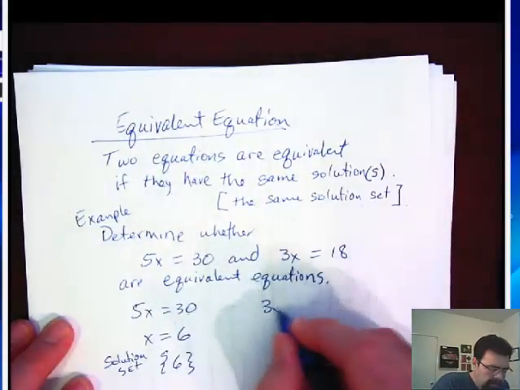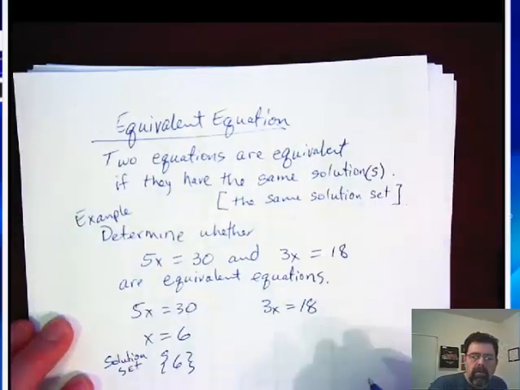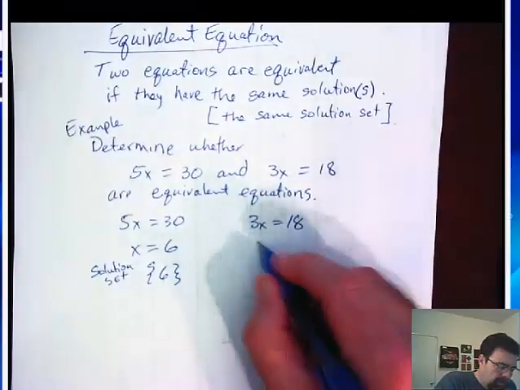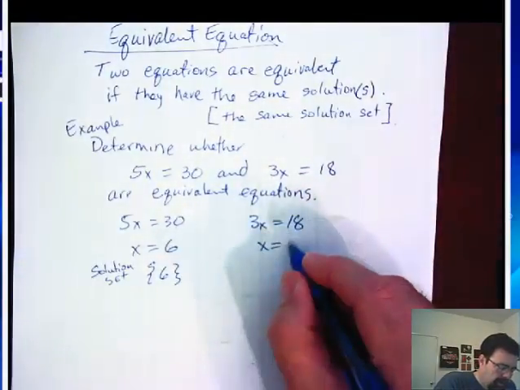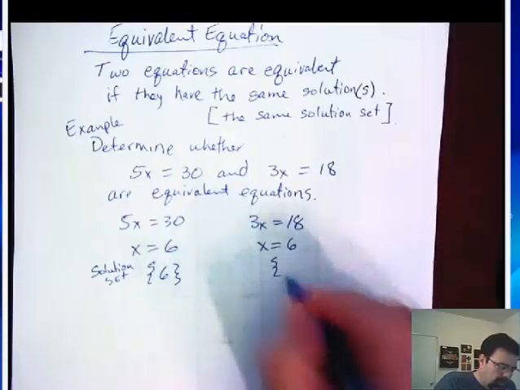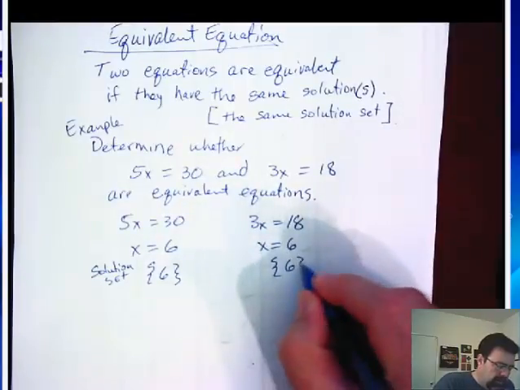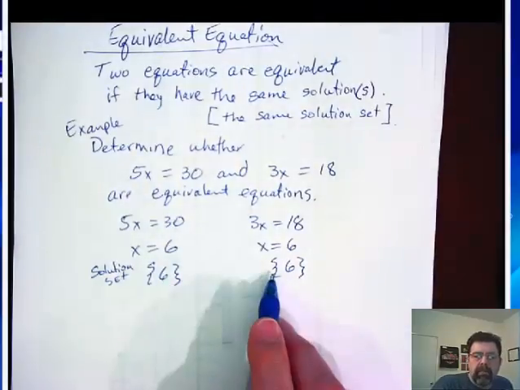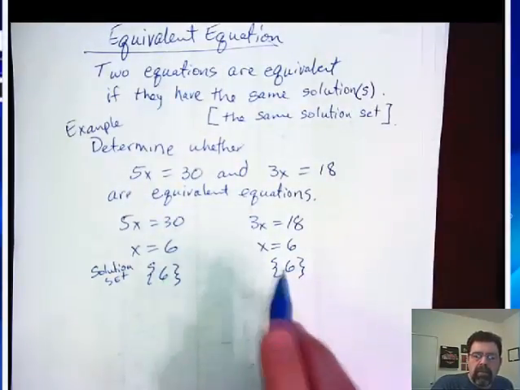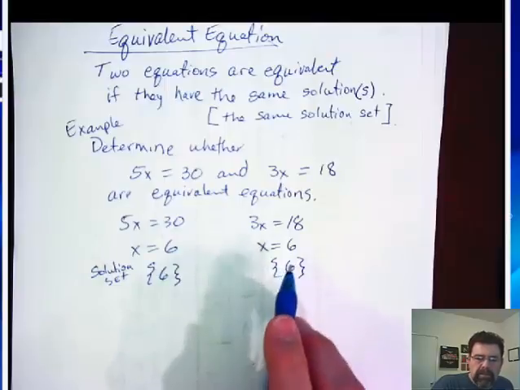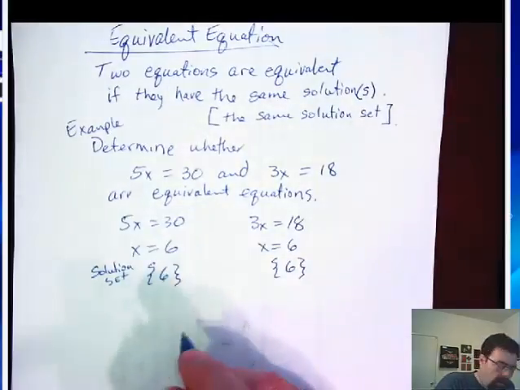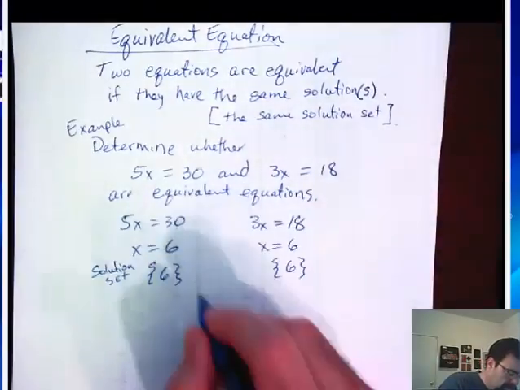Now for 3x equals 18, again here the only thing that's going to work for this equation is 6, because 3 times 6 is 18 and nothing else would work. So that solution set is also 6. And since both of these solution sets are the same, they have to be identical. There's only 6 and nothing else for both of them. So these equations are equivalent.